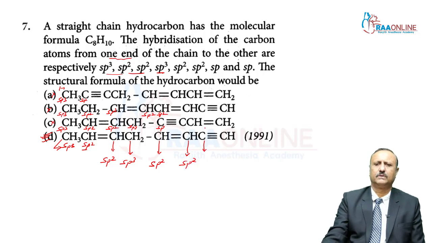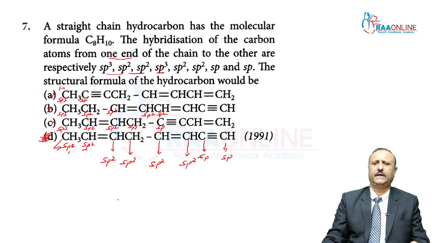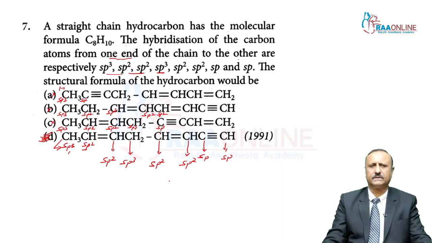Here my dear students, you can see the triple bond attached with this carbon atom, hybridization sp, and here you can get the sp. So you can see this order: first sp3, then sp2, then sp2, then sp3, then sp2, then sp2, then sp and sp. So my dear students, the answer is D. And question number 7, you get the answer D.